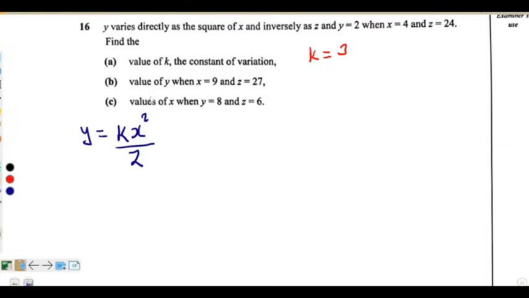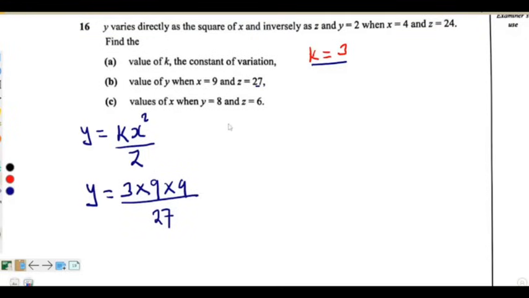All right, so let us now answer question B. Find the value of y when x is equal to 9 and z is equal to 27. So we'll use the same equation. Find the value of y, so we just write y equal to, so we know the value of k, which is 3, so I say 3 times x squared, so x squared will be 9 times 9, over, what is the value of z, say 27 right here, over 27.